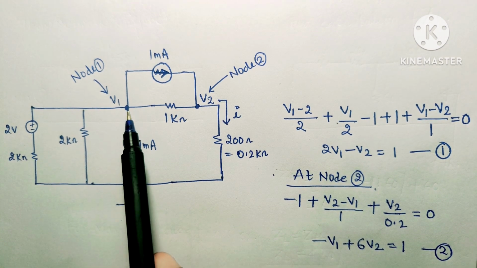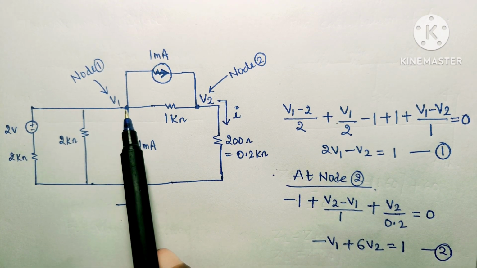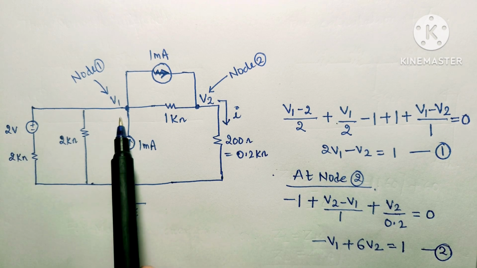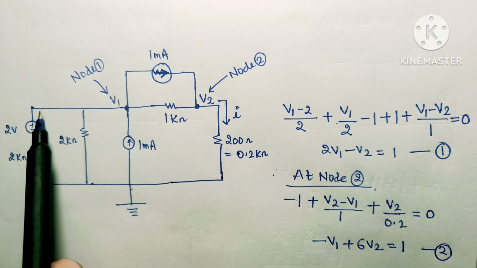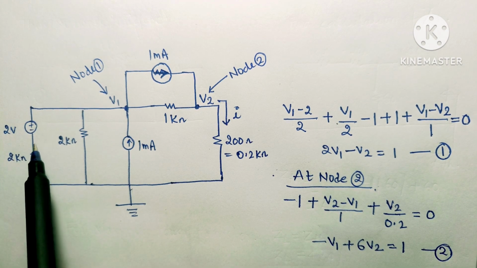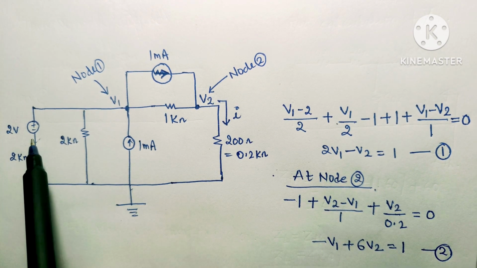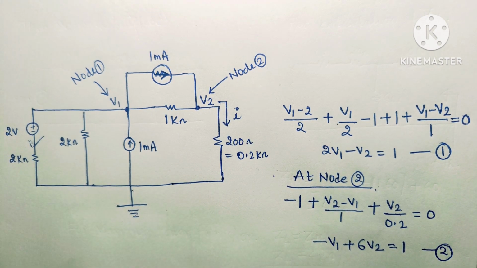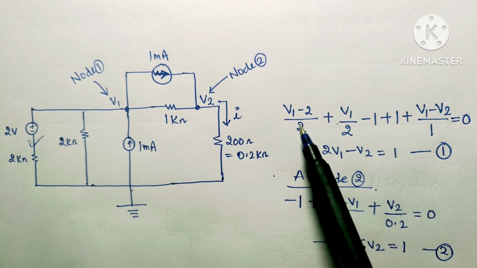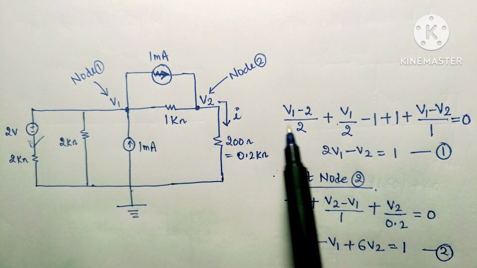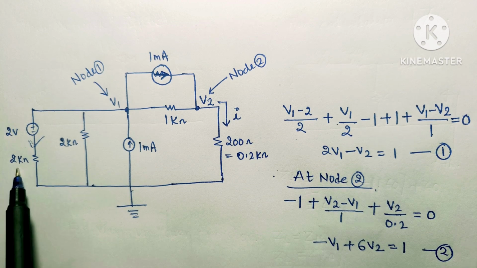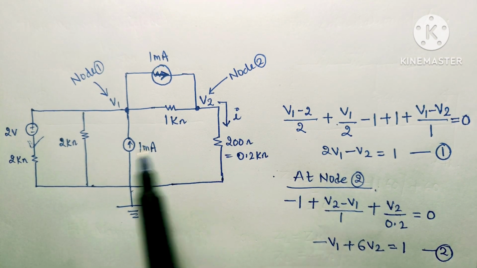Now apply nodal analysis at node 1. We can see that in this branch the current direction is not known. Let's assume the current will be flowing outwards, so in this direction current will be flowing. So here we can write (V1 minus 2) divided by 2, the resistance. So this is the current flowing in this branch.